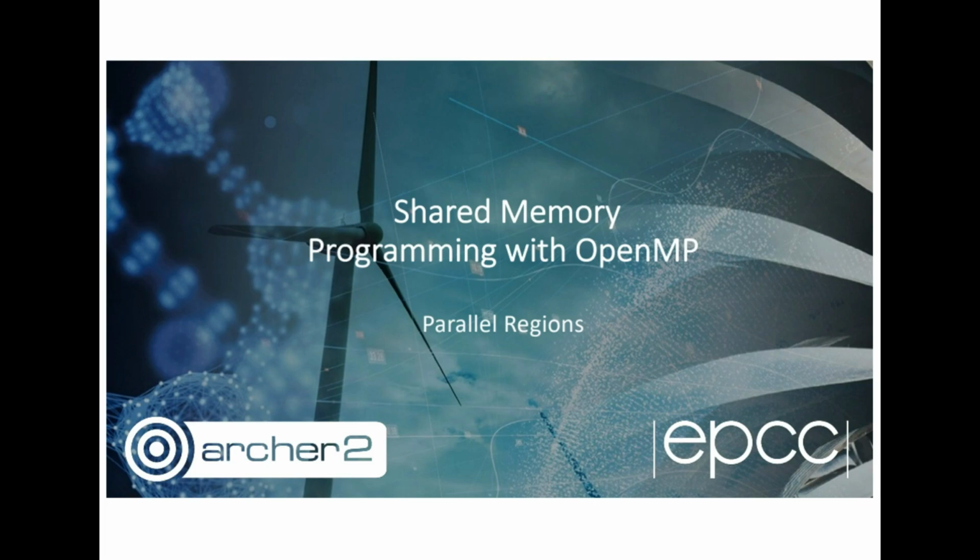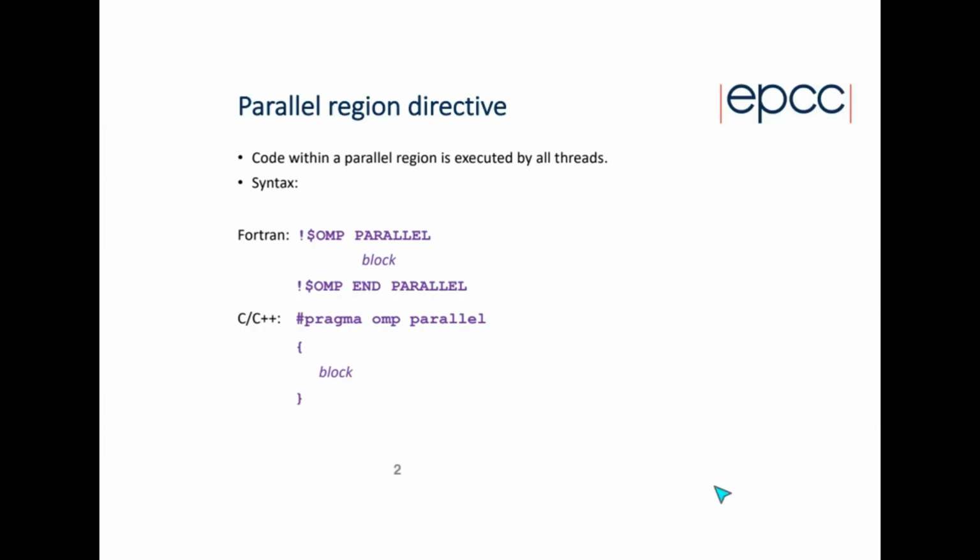So first up this morning, we're going to look at the syntax for parallel regions. If you remember from yesterday, the parallel region is the fundamental parallel construct in OpenMP. And the code within a parallel region will be executed by all the threads. So the syntax looks like this for Fortran, !$OMP parallel, followed by a block of code, and then OMP end parallel at the end of the block.